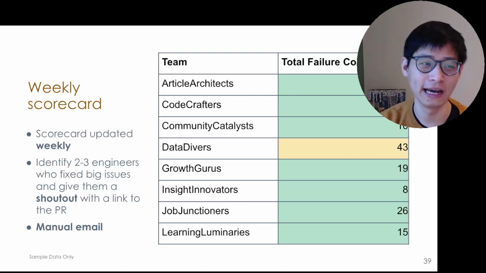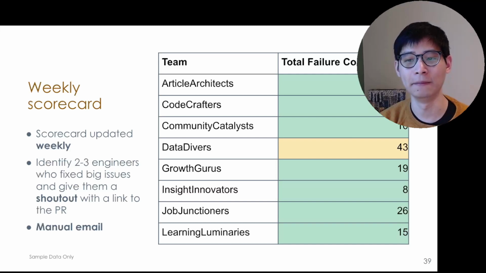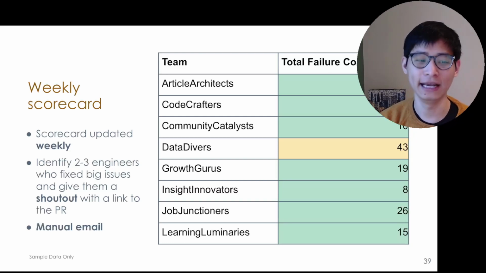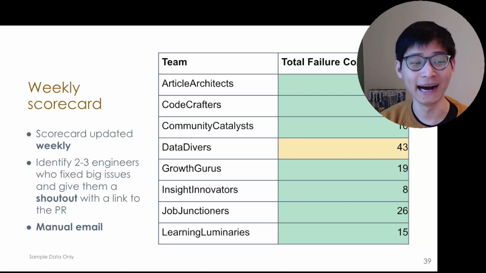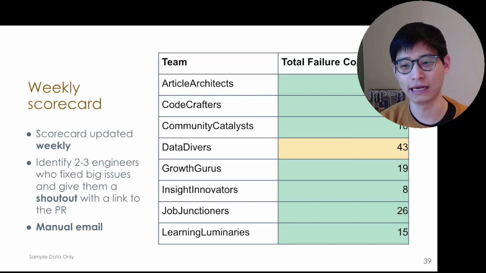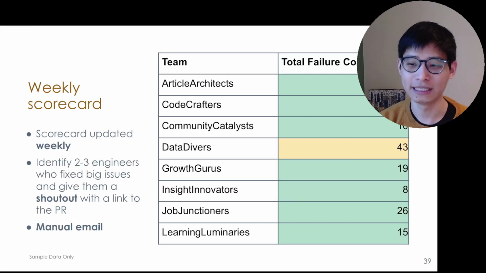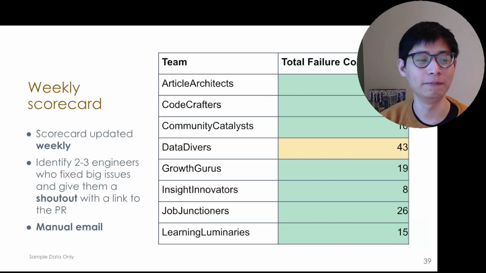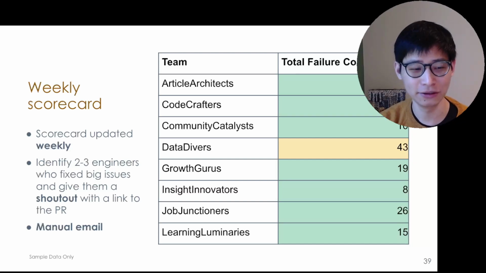We would also identify maybe 2 to 3 engineers who fixed big issues and give them a shout out and a link to their PR and an actual engineer's guide to what they actually did, rather than just a platitude. It was a manual email for us. I even manually identified 2 to 3 engineers going through the PRs, but it worked out for us, right?